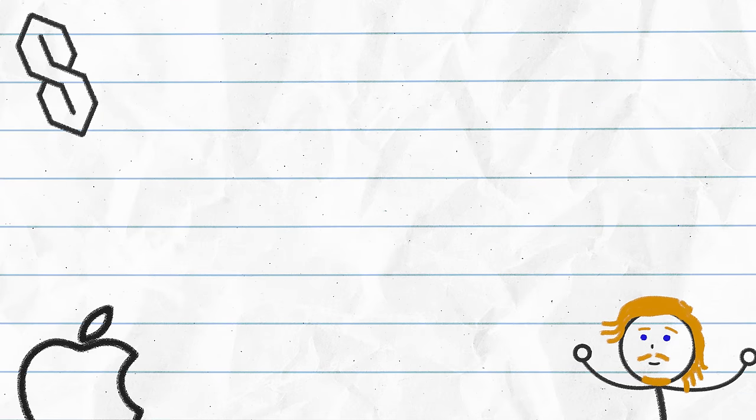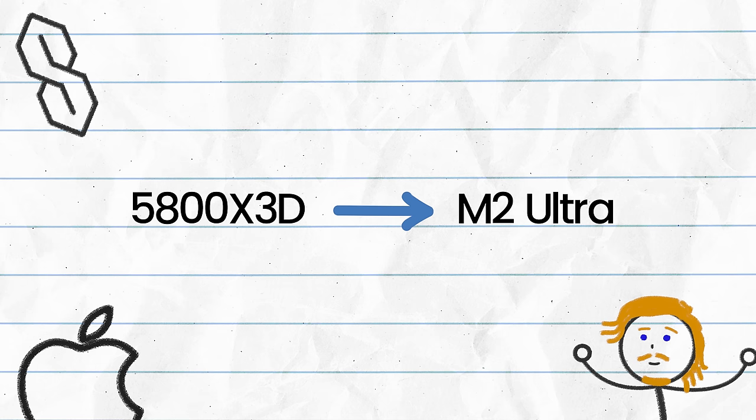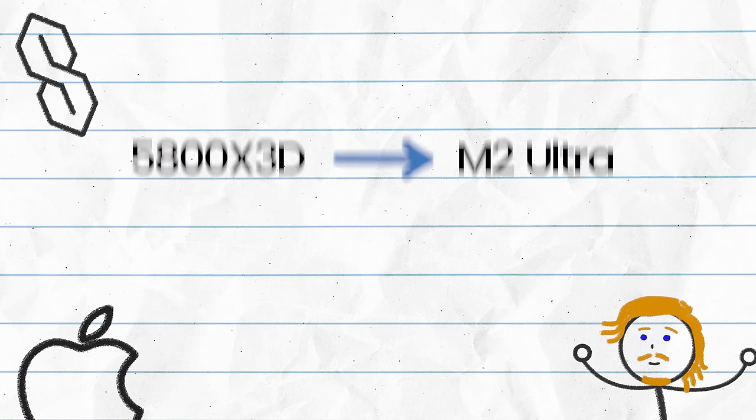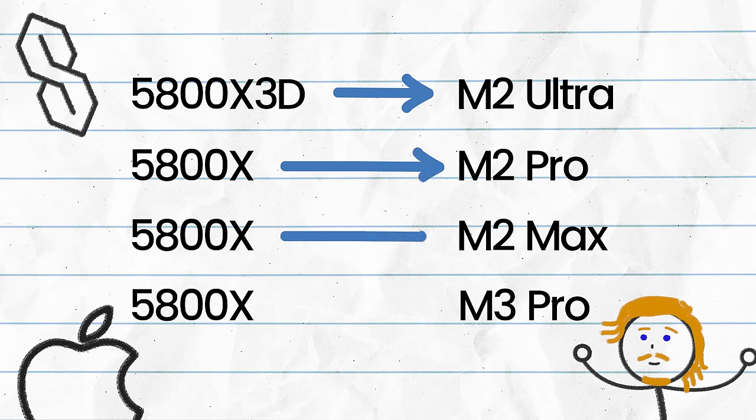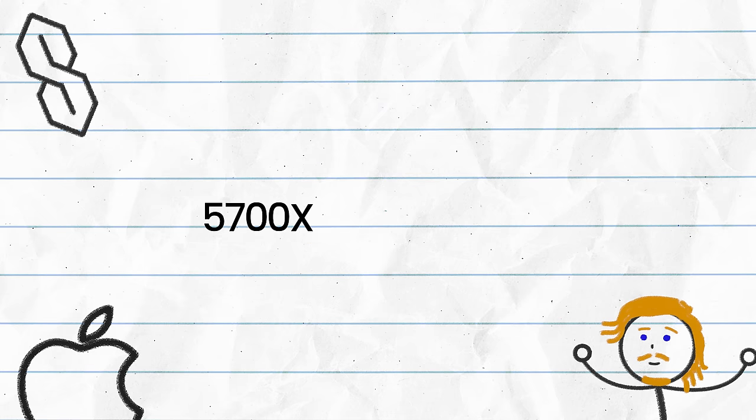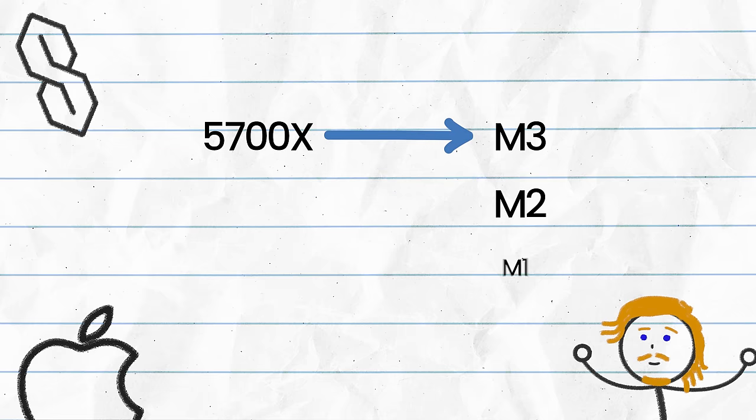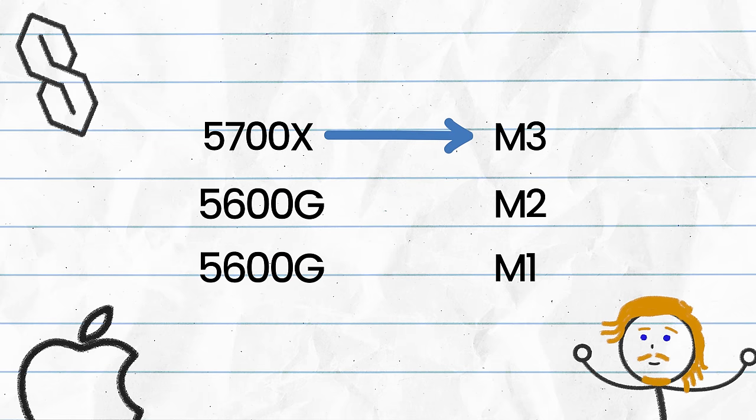We're going to use the AMD 5800X3D as a control and to match the M2 Ultra because its 3D cache really helps in gaming. And the M2 Ultra screamed well ahead in every test we threw at it. The M2 Pro and Max, as well as the M3 Pro chips, will be matched against the 5800X. The 5700X we're pitting alongside the basic M3. And the basic M2 and M1 chips are matched against a 5600G.